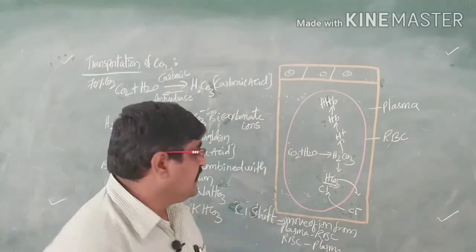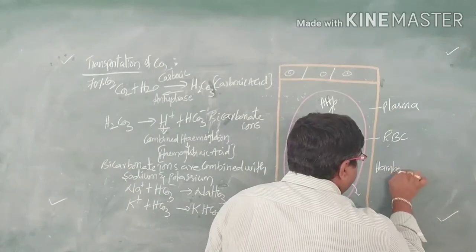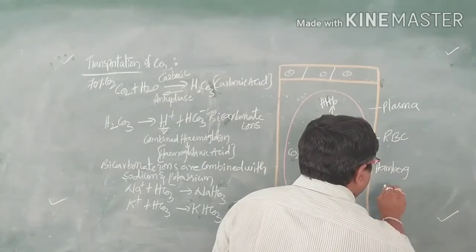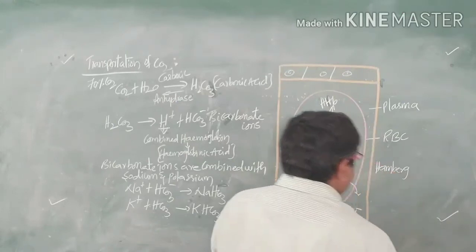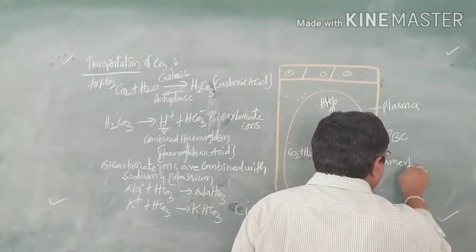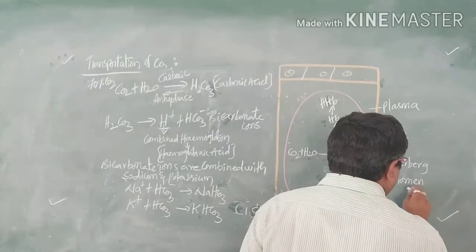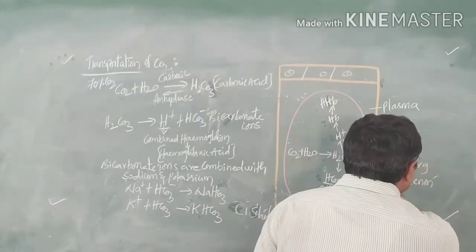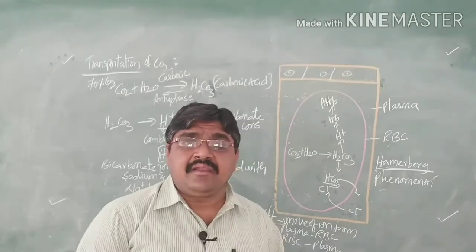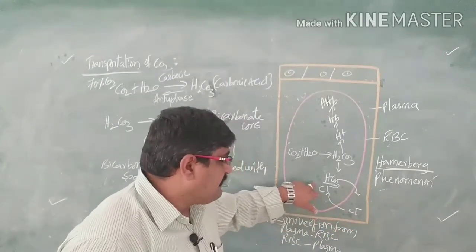or otherwise it is called the Hamburger phenomenon. Why is it called the Hamburger phenomenon? It was introduced by the scientist called Hamburger. So instead of his name we call it the Hamburger phenomenon, which is the shifting of chloride ions from RBC to the plasma, and again from plasma to the RBC.